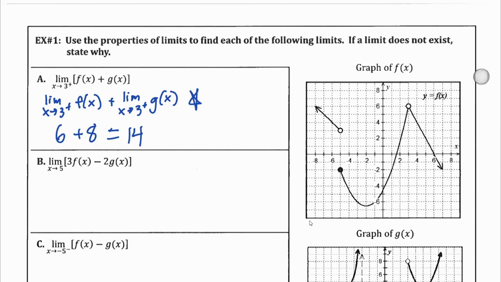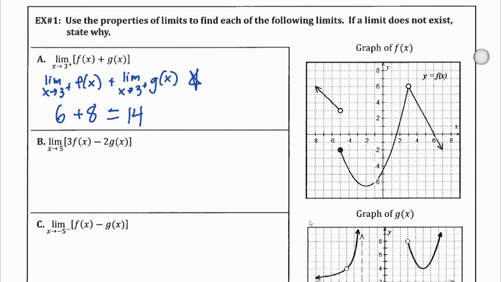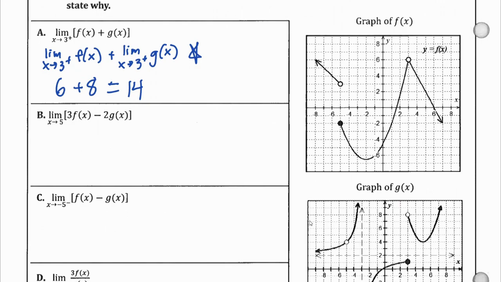Alrighty. Now, I'm going to do the next one in 2 different steps, but you can kind of do it in one. So our first step is going to be separating the difference there. So that would be the limit as x approaches 5 of 3 times f of x minus the limit as x approaches 5 of 2 times g of x.